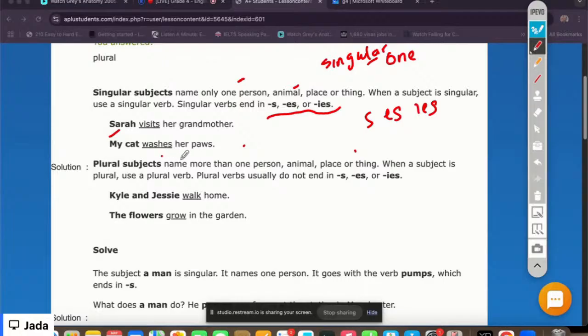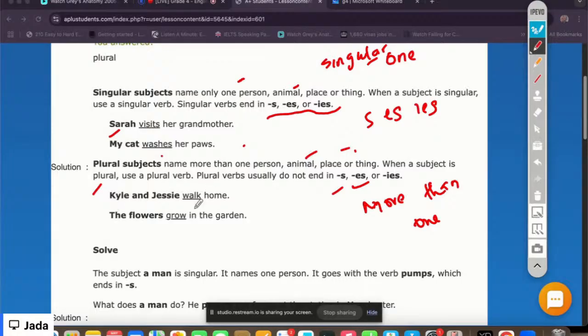Now, for the plural subject, they name more than one. So more than one person, animal, place, or thing. When a subject is plural, you have to use a plural verb, and the plural verbs do not end with s, es, or ies. So for the plural verbs, they are just on their own. They do not end with s, es, or ies, but the singular subject ends with that.